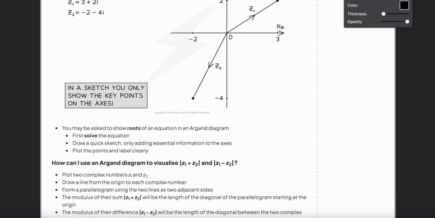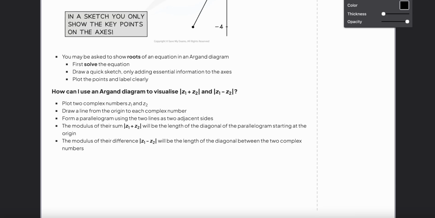All right. Now we need to know how to use the Argand diagram to visualize z1 plus z2, the modulus of z1 plus z2, and the modulus of z1 minus z2. So take note that z1 and z2 are complex numbers, right?